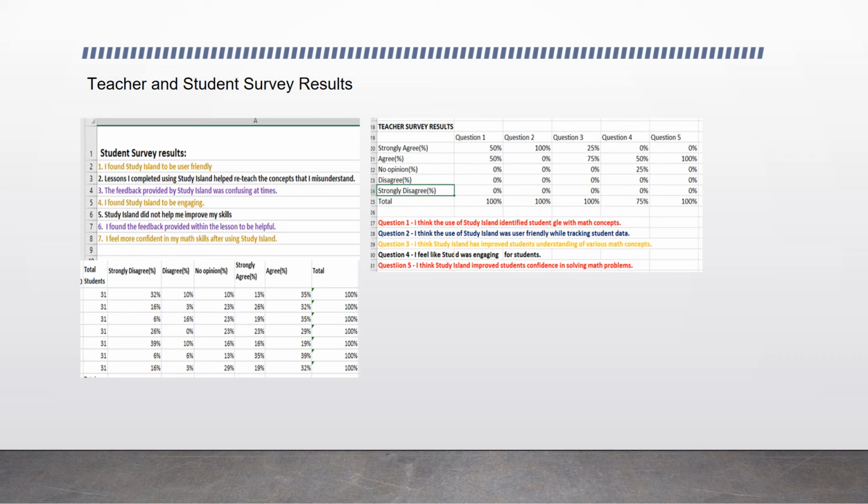As far as my teacher surveys, all 4 teachers either scored agree or strongly agree for the following. They said Study Allen identified student struggles with various math concepts. They felt like Study Allen was user-friendly while tracking data. Also, they felt like Study Allen improved students' understanding of various math concepts, and they felt like Study Allen also improved students' confidence while solving math concepts.